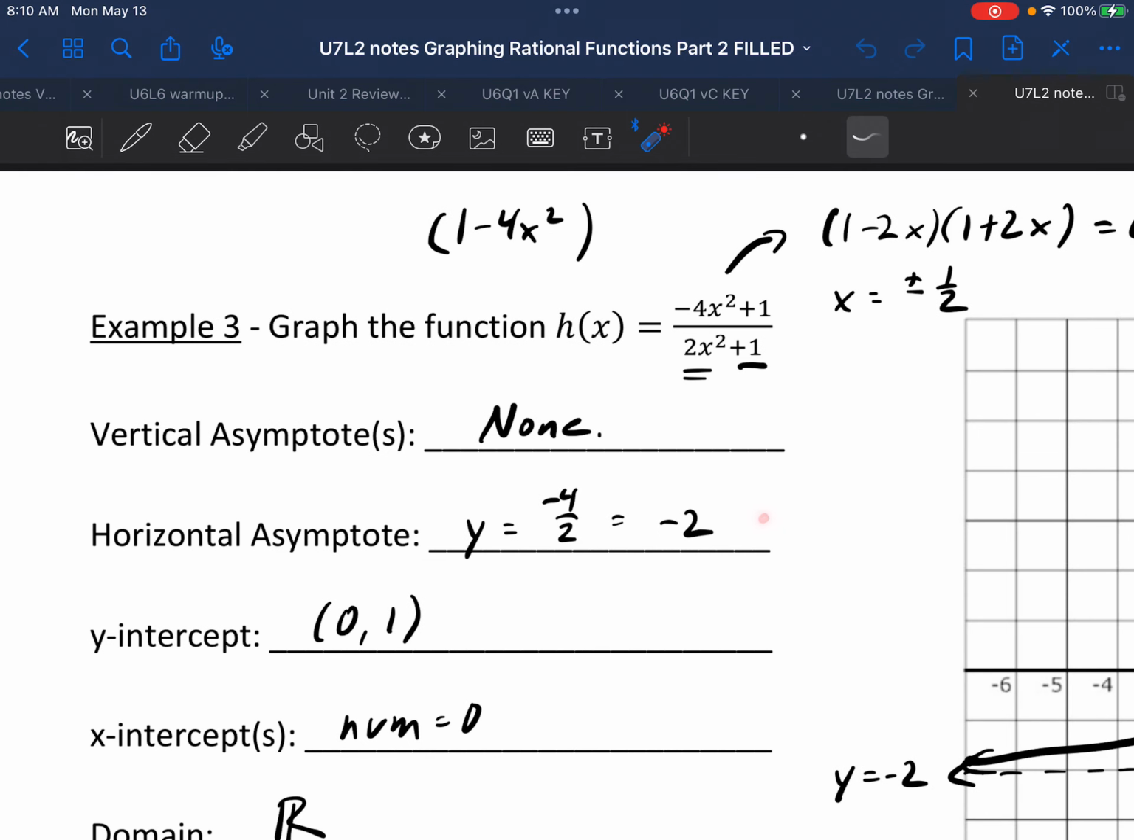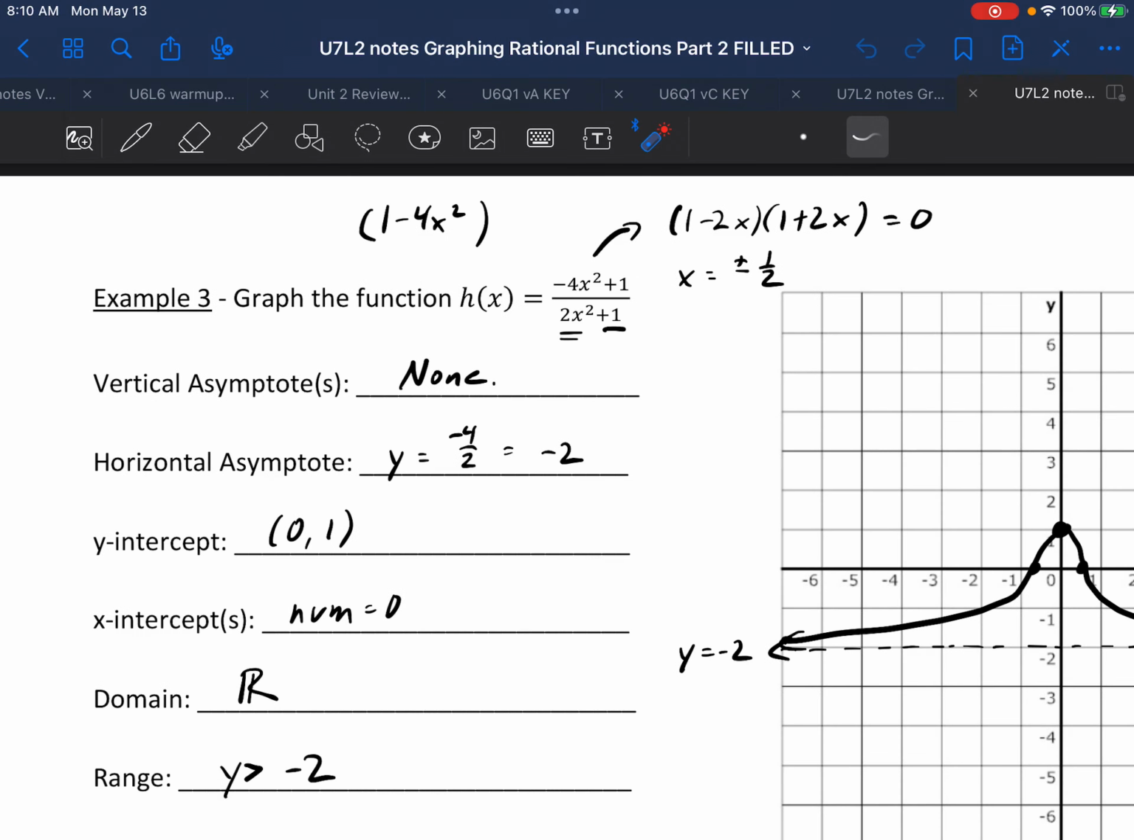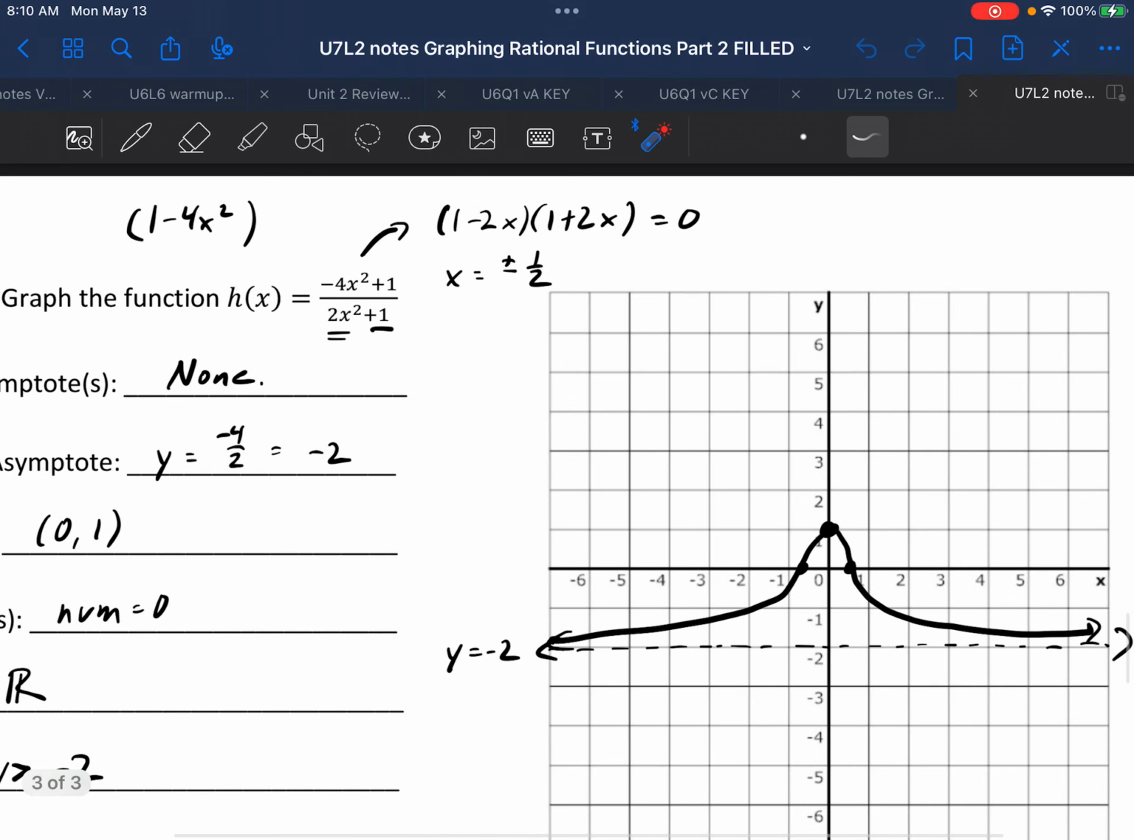Okay, the horizontal asymptote we find the same way. We look at the degree here. The horizontal asymptote is going to be -2. We want to get a couple points. So an easy point is to find the y-intercept, right? That's 0, 1. You can figure out why that is if you pause the video and do that.